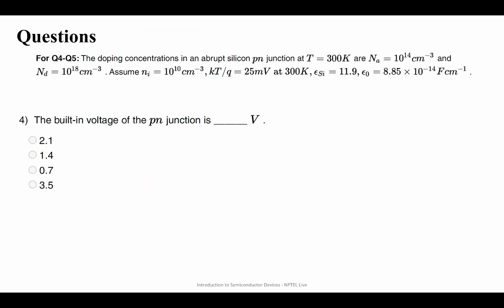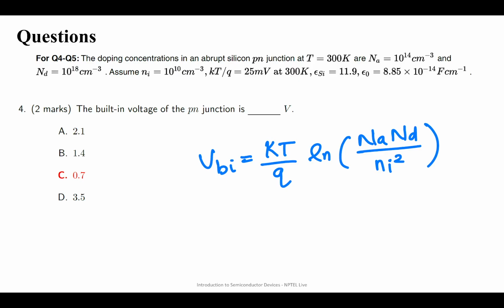Okay, sir. For this question, the correct answer is 0.7 volts. You just have to use the formula kT by q ln of Na Nd by Ni square. kT by q is given as 25 millivolts. Na is 10 per 14, Nd is 10 per 18, and Ni is 10 per 10. So it will be 14 plus 18, which is 32, minus 20, so that is 10 per 12. You just have to do ln 10 per 12, and if you solve this, you will get around 0.7 volts.